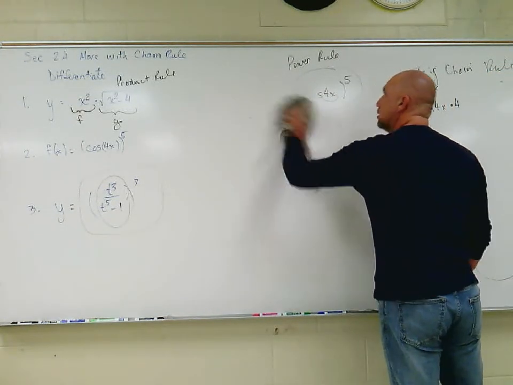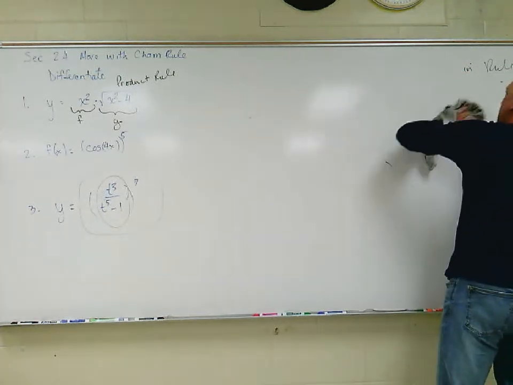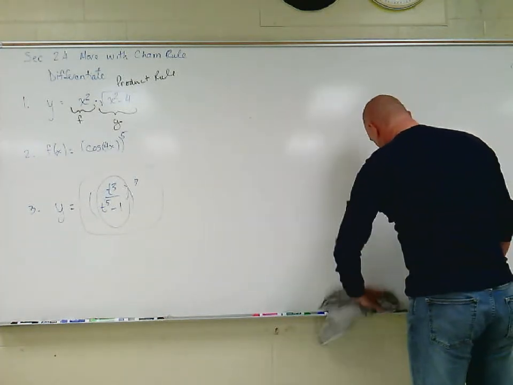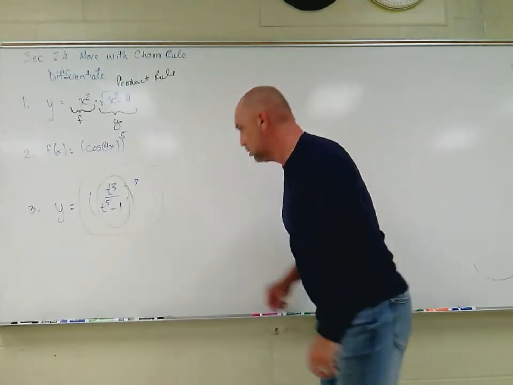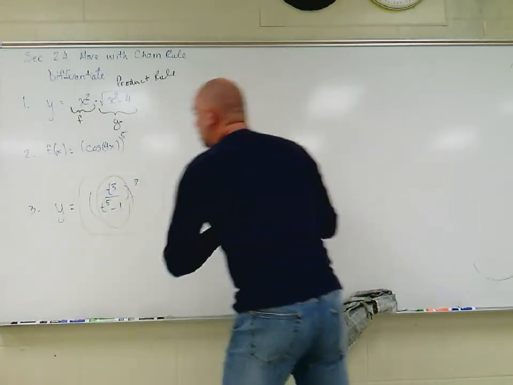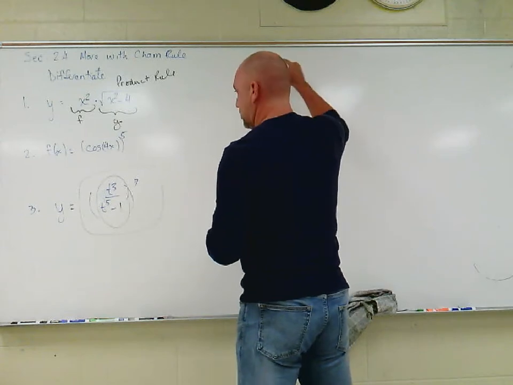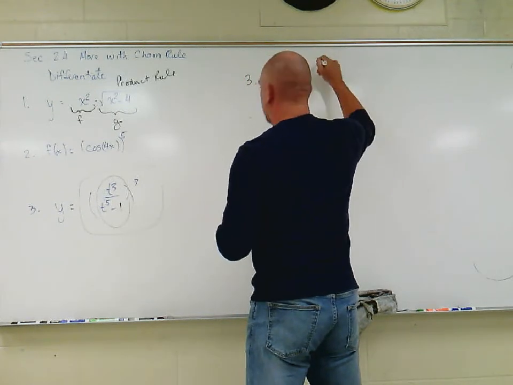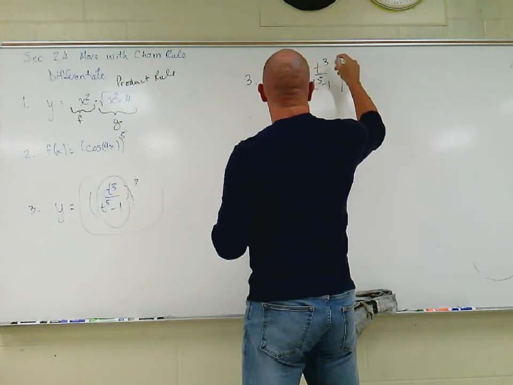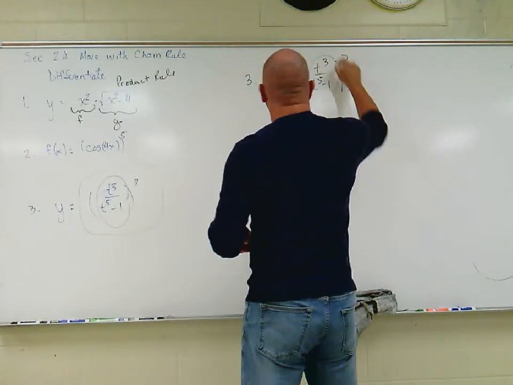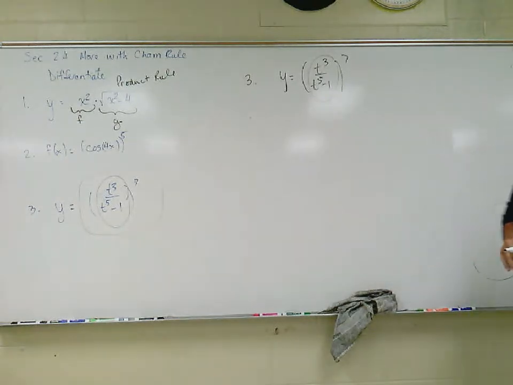So 2 is done. So we go to number 3. 3 is also a power rule. Okay, and why is it a power rule? Because it's something to the 7th power. That's why it's a power rule. All right, now, so we'll write this over here. Now, I'm going to replace all of that in there with what? What could we call that on the inside?